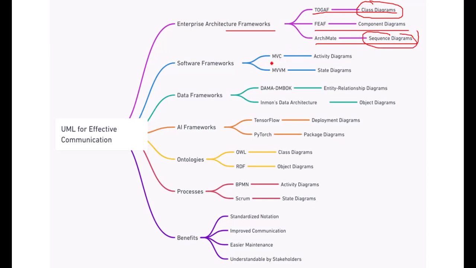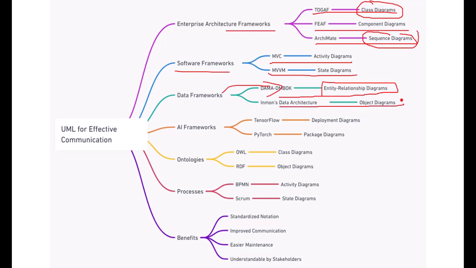In MVC, when you are going for the software frameworks, you can do activity diagrams, state diagrams, and entity relationship diagrams, which are called ER diagrams, for any kind of data architecture. From a data architecture viewpoint, you can also do object diagrams. For EDA, you can do deployment diagrams and package diagrams. In OWL, you can do class diagrams. In RDF, you can do object diagrams. In BPM, you can do activity diagrams. In Scrum, you can do state diagrams.